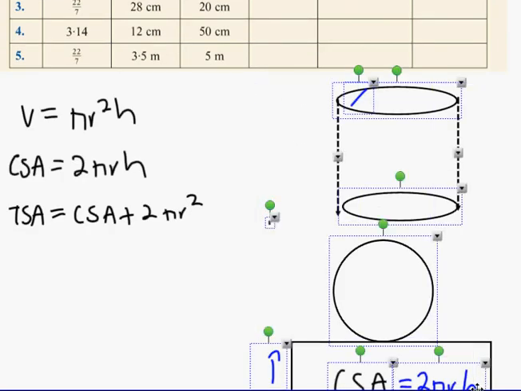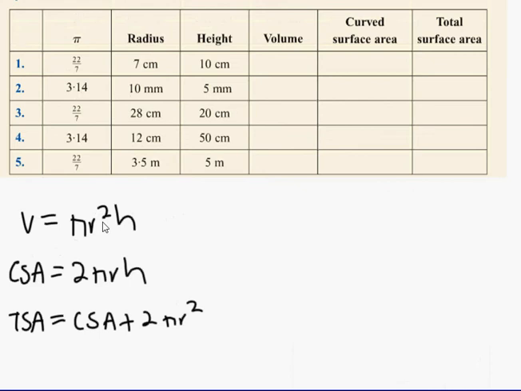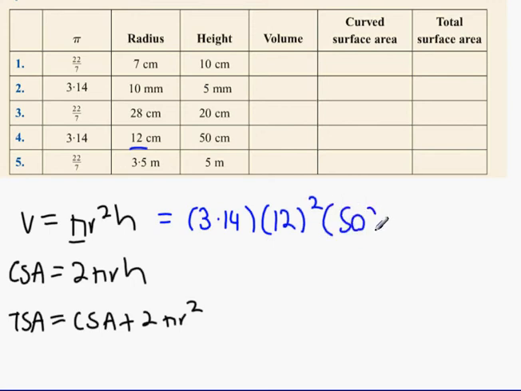So, number 4 and number 5. Now look, let's look at number 4. What's the pi value? Now see the way I'm writing out the workings? The workings have to be done. 3.14 times radius squared, 12 squared, times the height, 50.